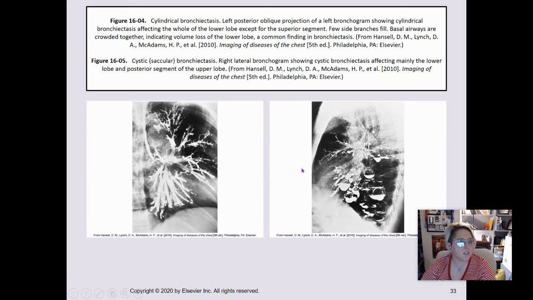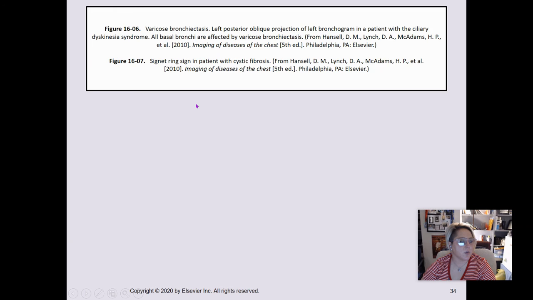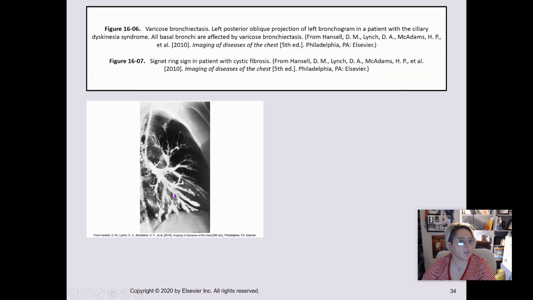So we have a cystic, or saccular. This is what it would look like if it was cystic. So you have a right lateral bronchogram showing cystic bronchiectasis affecting the lower lobe and the posterior segment of the upper lobe. So now we have the varicose bronchiectasis. Here was cylindrical; here's varicose. So there's a difference, okay?